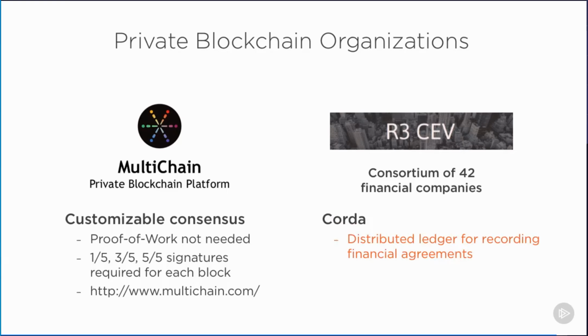An organization that many of the large banks have joined, called R3, has recently released an interesting blockchain product called Corda. Unlike Bitcoin, in which every transaction is visible to all participants, Corda allows configurable visibility. For example, restricting visibility only to the parties that interacted in a given transaction.